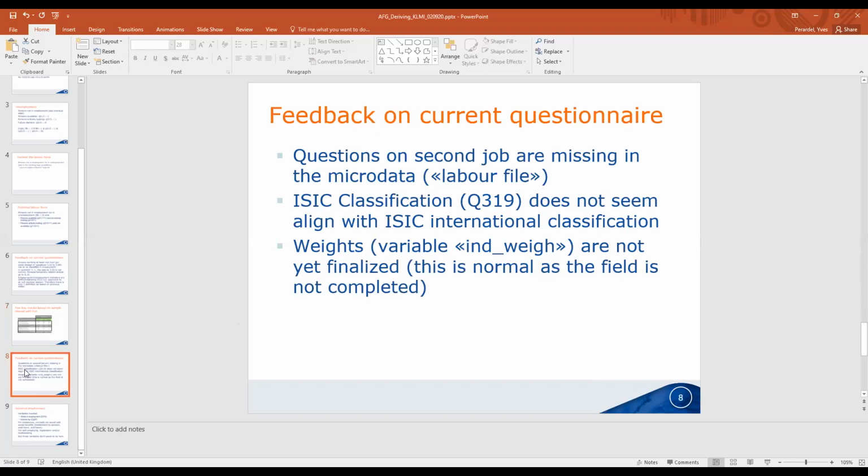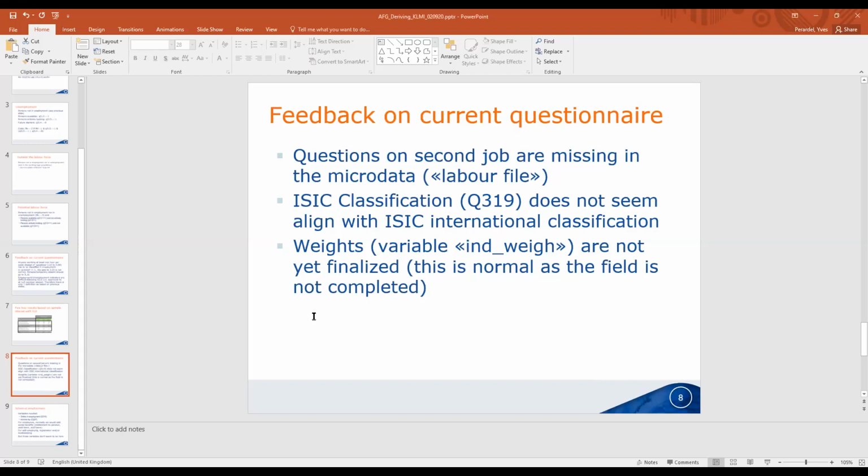A few other feedback points on the questionnaire. First, maybe it was on purpose, but in the microdata we received, we didn't have anything in the labor file related to the second job. If we go a bit further, here you have all the variables for the main job that were in the microdata. We didn't have anything for the second job. I don't know if it's related to the fact that it's in yellow in the questionnaire, but it was not yet in the microdata.